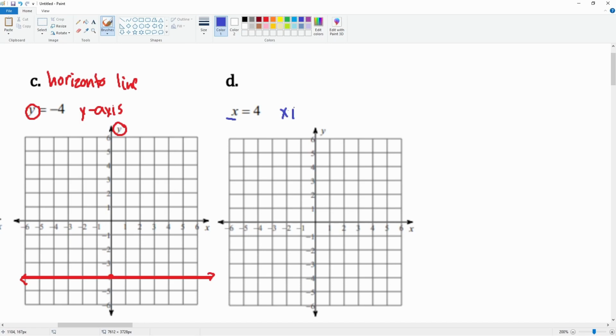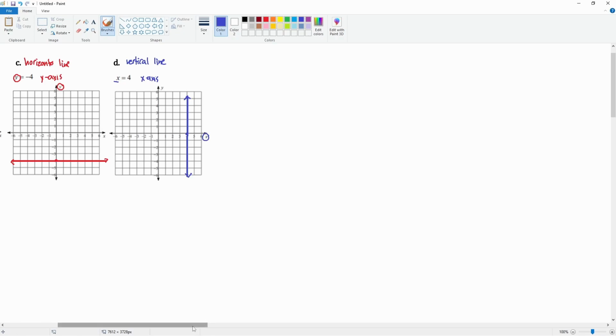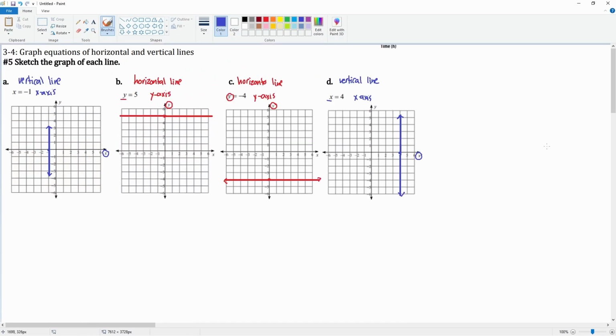Next, this is an x. This is going to be on the x-axis, and it is right here. This is where x is equal to 4, would be right there. And now all we have to do is draw a line, okay? And that is where the line x is equal to 4. This is going to be a vertical line. All right, so there you go. That is how you do number 5 when you want to sketch a horizontal or vertical line.